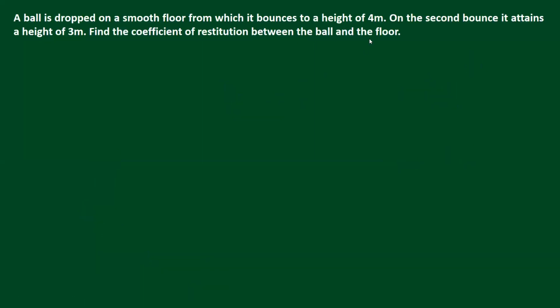For the first problem: a ball is dropped on a smooth floor from which it bounces to a height of 4 meter. On the second bounce, it attains a height of 3 meter. Find the coefficient of restitution between the ball and the floor. The condition given here is a ball is dropped from a certain height.